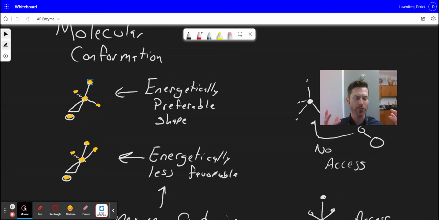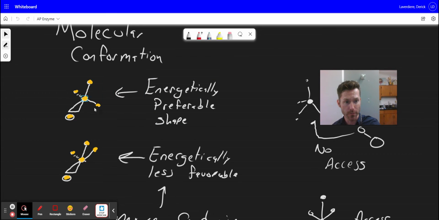Because each element's electrons are bumping into the other element's electrons, and that's not good for energy. Right? So if each element gets its own space, the molecule is stable, energetically speaking. Right? And so here you can see in this molecule, everything is all spread out nice and evenly, and this is the energetically preferable state.